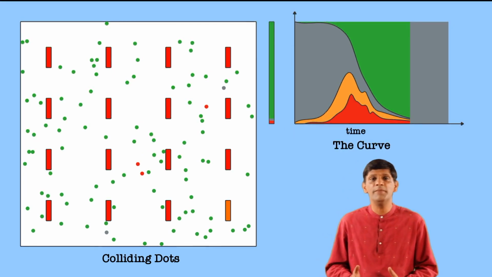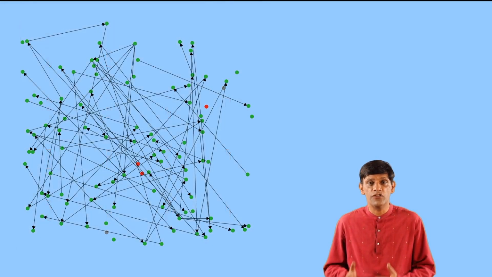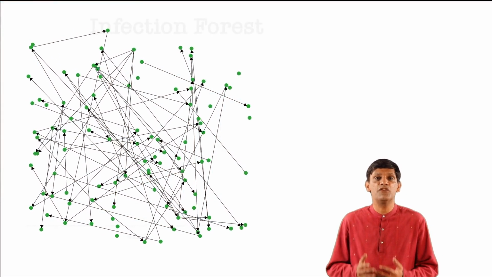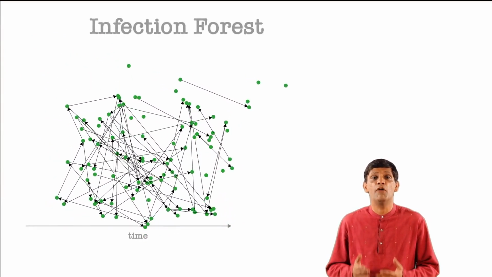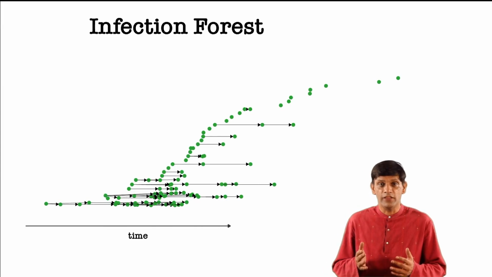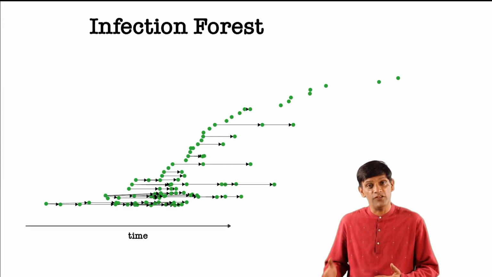What is extremely interesting to look at is the infection tree for this animation. When we look at this tree, we realize that it's not a tree. It's what graph theorists call a forest. It's a collection of trees. The first tree is the one that was started by patient 0.